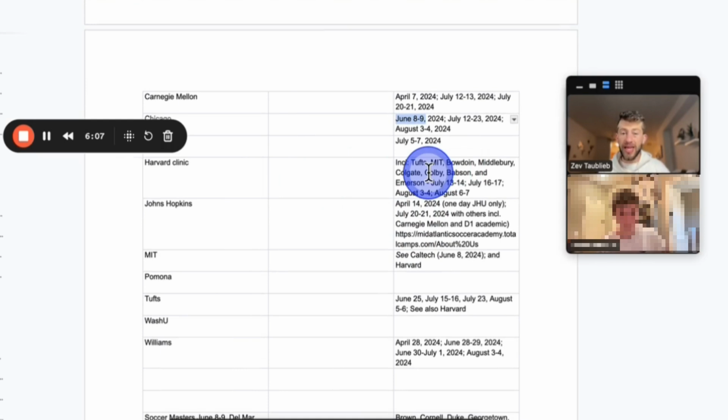This is the Harvard Clinic. There's lots of schools going, so I'm not huge on that one. But this is another one. It's not hosted by a company. It's hosted by Harvard with other schools attending. Those I do like. April 14th, Johns Hopkins.